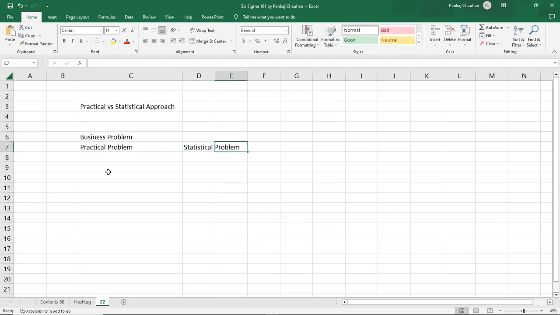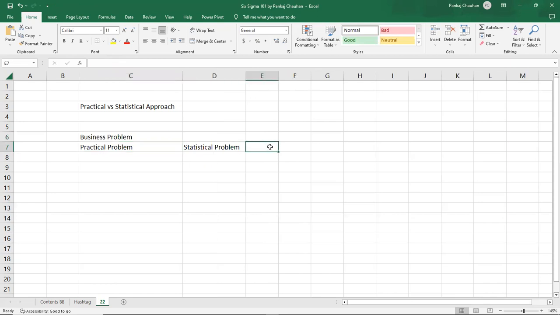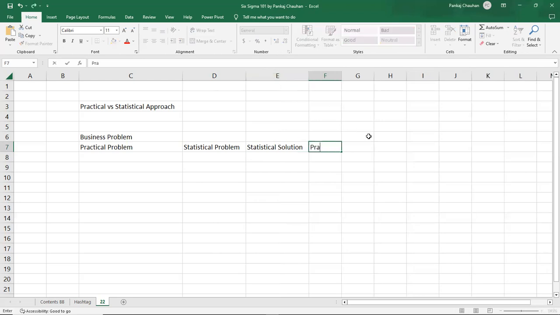So once you identify the practical problem, you will convert this into the statistical problem. Then you will try to find out a statistical solution for that, and those statistical solutions you will be implementing practically. That will be your practical solution.